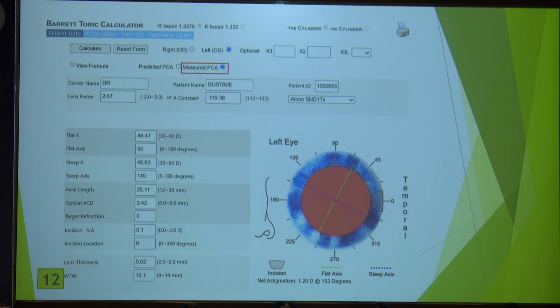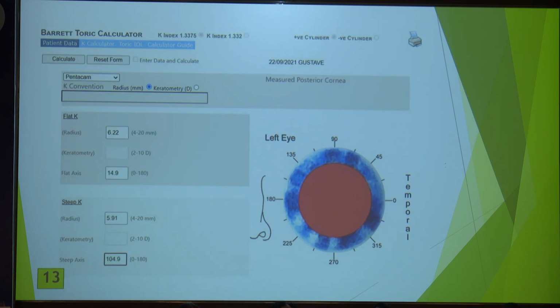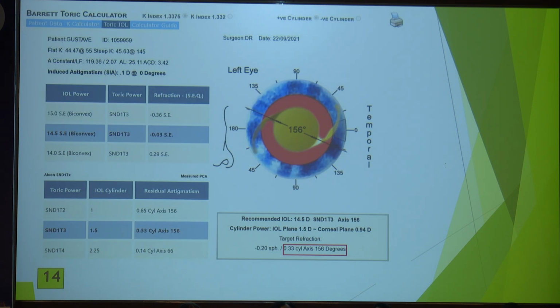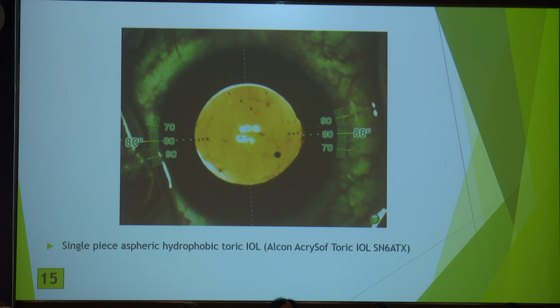And then we used the online Barrett toric calculator. Values from the IOL Master were entered, and then we select measured PCA instead of the predicted PCA, and we enter those values from the posterior cornea of Pentacam, and we calculate to get the total value. And here we note the value of the refractive astigmatism. And IOL implantation was done under Verion guidance.